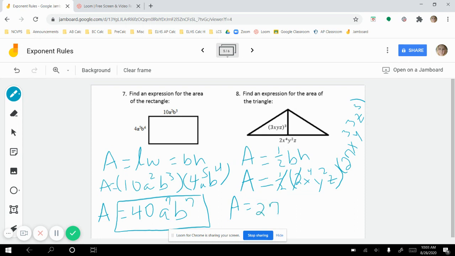Let's look at our x's. We have x to the 4th times x to the 3rd. This is when we add our exponents, so we end up with x to the 7th. Let's take a look at our y's. We have y squared times y to the 3rd. Add our exponents, that becomes y to the 5th. And then lastly, we have z, which is z to the 1st times z to the 3rd. So that becomes z to the 4th when we add our exponents. So our expression for area of that particular triangle would be 27 x to the 7th y to the 5th z to the 4th.